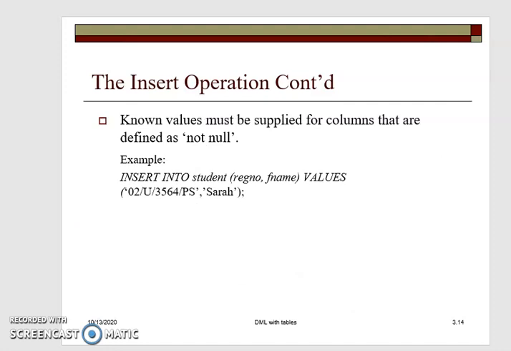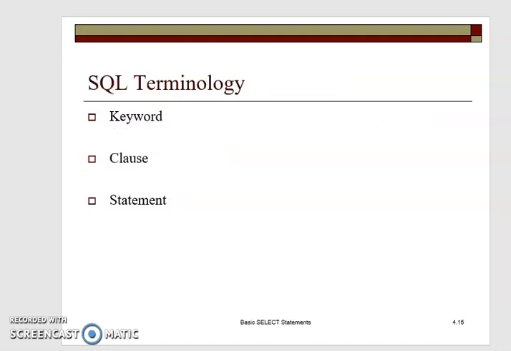Non-null values must be supplied for columns that are defined as not null. That is automatic. All columns that you have specified with a not null constraint, you have to give values for that particular column. In SQL terminology, you have the keyword, we have the clause, and then we have the statement.